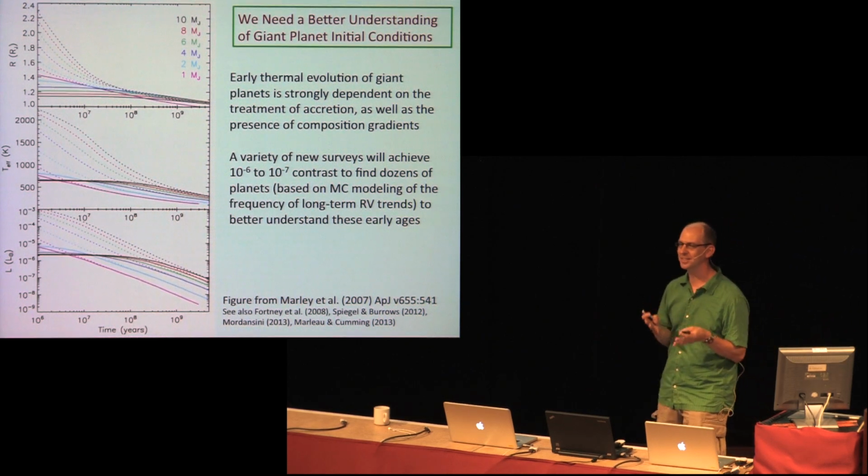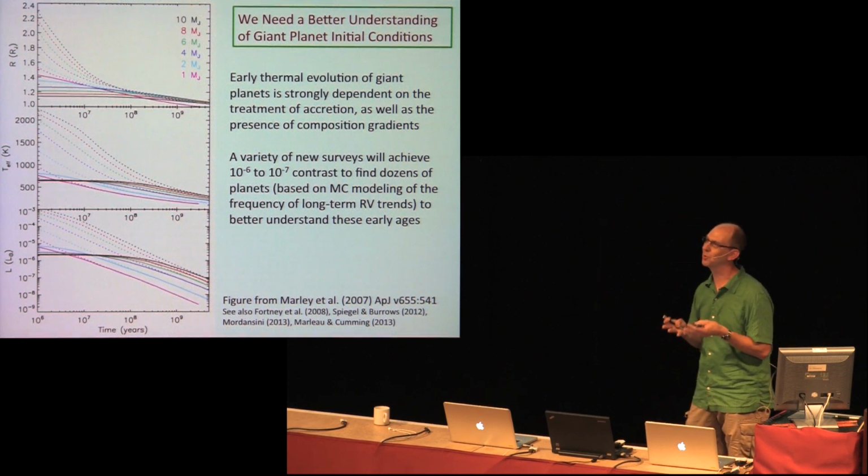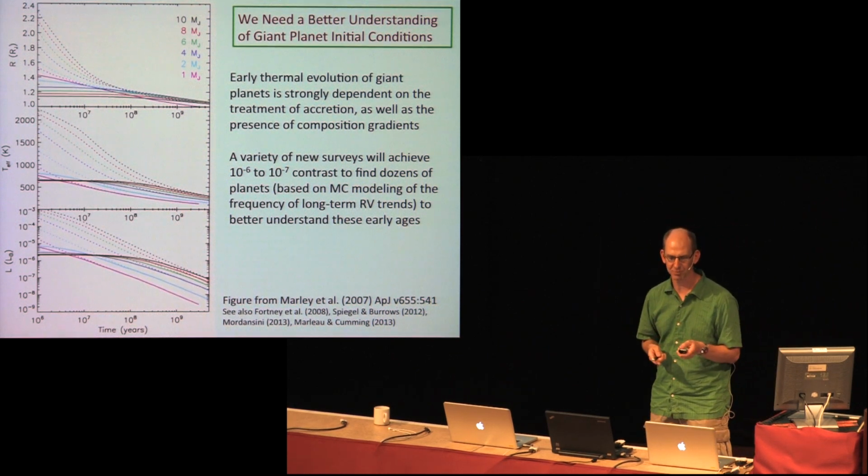And so transits are nice. They tell us mass and radius and density. But direct imaging will also be important to understand the initial conditions that we have for planets.